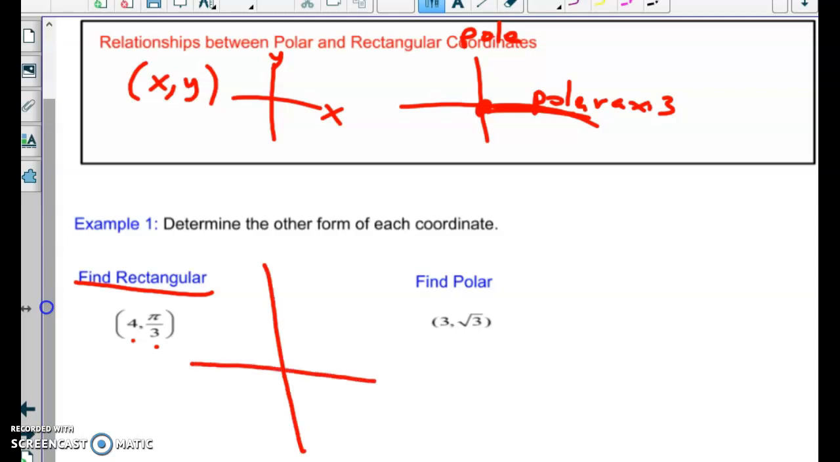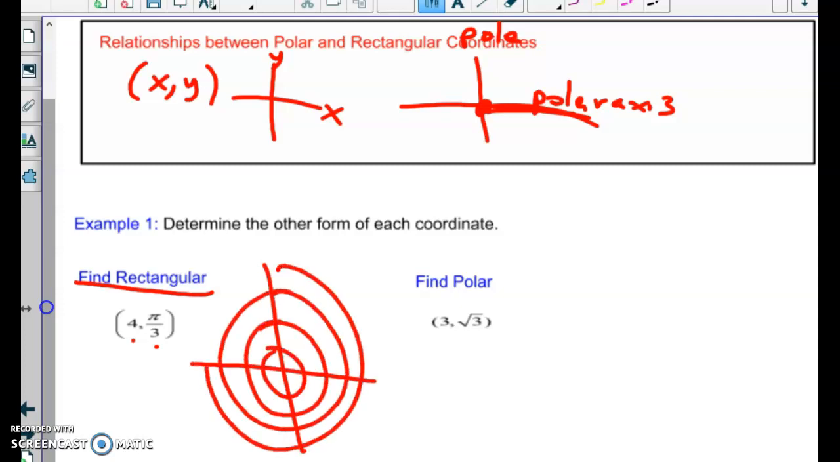So I'm going to go 1, 2, 3, 4 at, so this point right there. We need to find the x and y values of that point. And if you recall, we've done this before with the magnitude. So I'm going to say 4 cosine of pi over 3, and 4 sine of pi over 3.